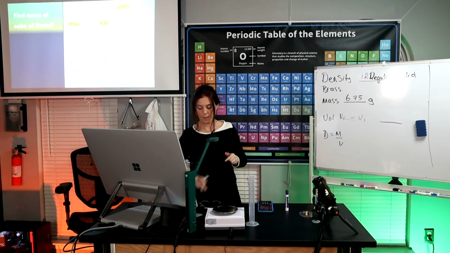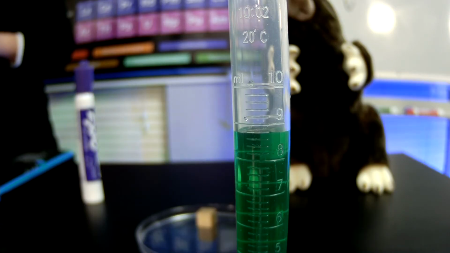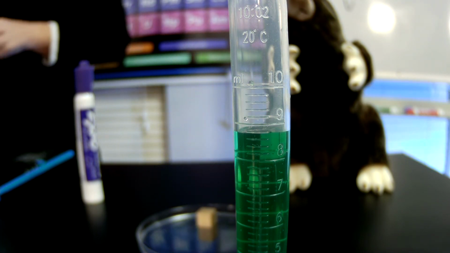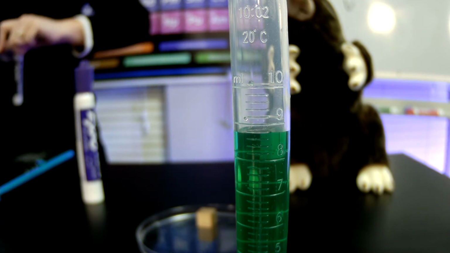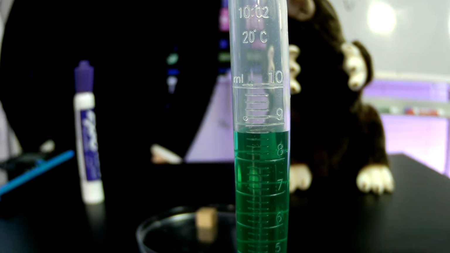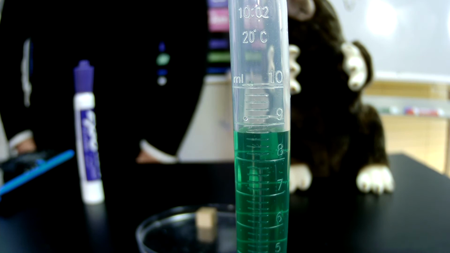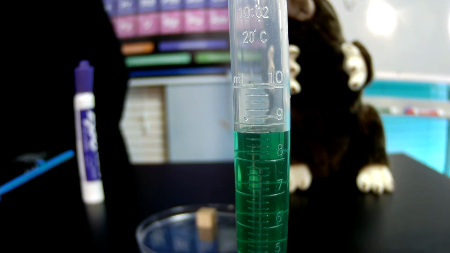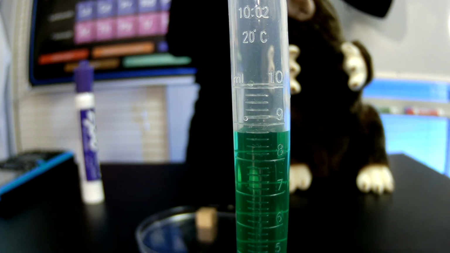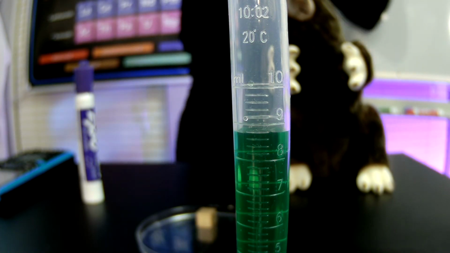Now to find the volume, we have to record our initial volume of our graduated cylinder. So this is water that I have dyed green just so that you can see it easier. So we see that the initial volume is 8.8. So our initial volume is 8.8 milliliters.